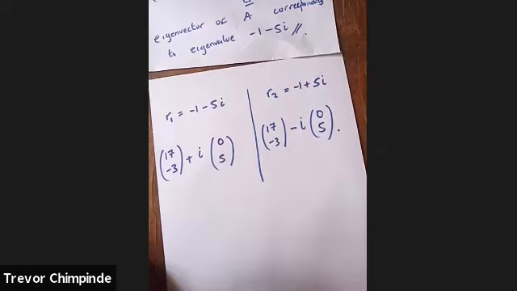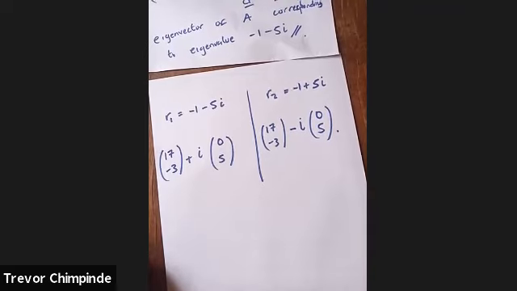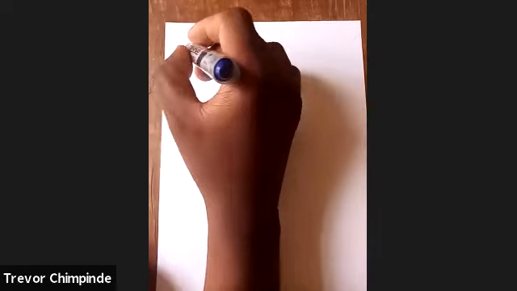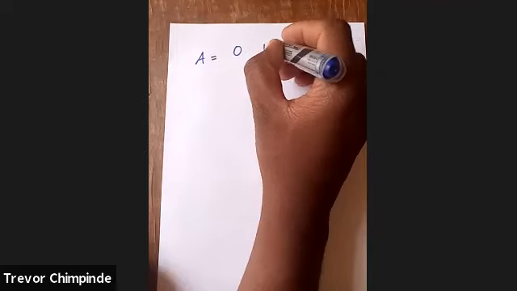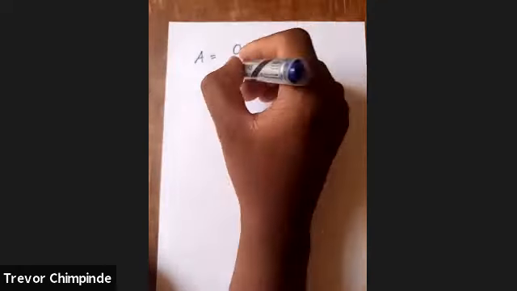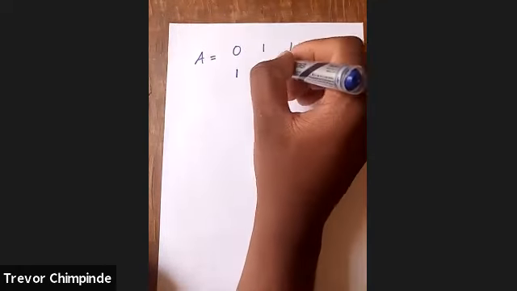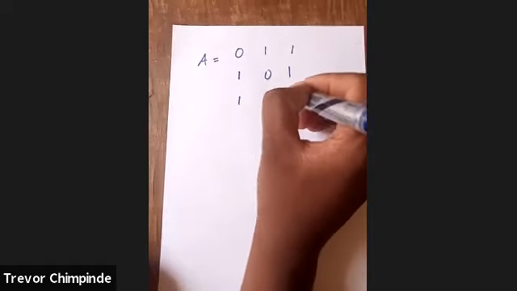Okay, so we do the 3x3. The 3x3 is a little bit involving. There are a lot of entries, but the theory remains the same. So this is our 3x3: 0, 1, 1, then 1, 0, 1, then 1, 1, 0.